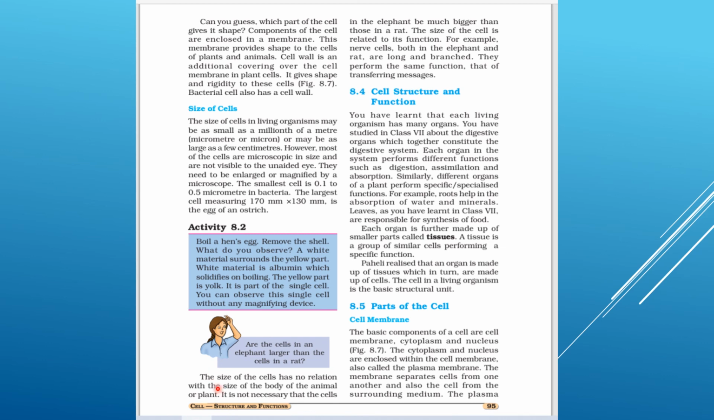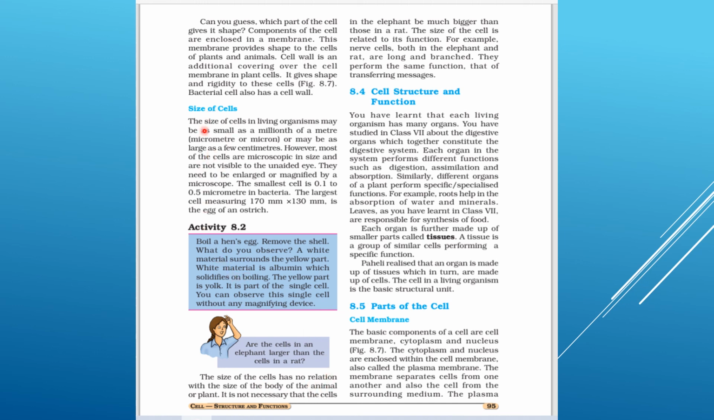Now, when we talk about the size of a cell, there is no relation between the size of the body of an animal or a plant and the size of its cells. It is not necessary that a cell in an elephant is bigger than a cell in a rat. The size of the cell is related to its function. For example, nerve cells in both elephant and rat are long and branched. They perform the same function, that of transferring messages. So it does not depend on the size of the animal.